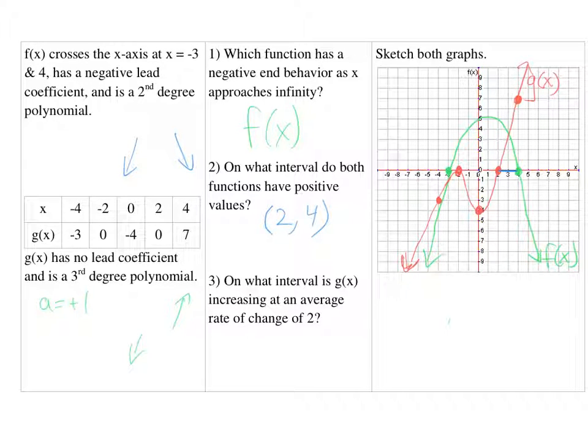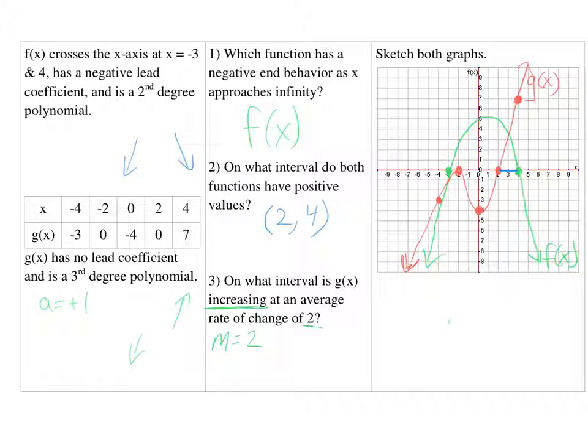So you've got to focus on one and then look at the other. This can be hard for people to recognize. So, on what interval is g of x increasing at an average rate of change of 2? So we have the words increasing and average rate of change of 2. Now, isn't average rate of change really saying slope? So isn't this saying your slope is positive or negative 2? What does increasing mean? Doesn't increasing mean a positive 2? So what this question is really saying is, where does m equal positive 2? Increasing at a slope of 2.